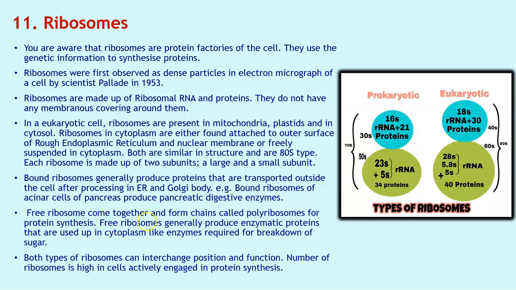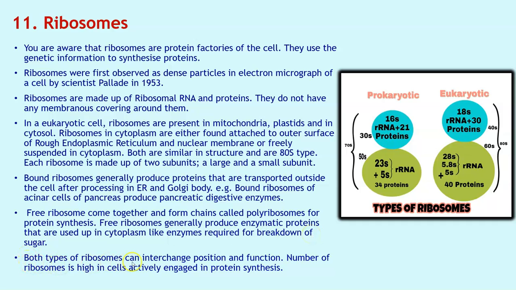Free ribosomes come together and form chains called polyribosomes for protein synthesis. Free ribosomes generally produce enzymatic proteins that are used up in the cytoplasm, like enzymes required for the breakdown of sugars. So students, when we are talking about ribosomes, multiple ribosomes come together and form a unit called polyribosomes. You will come across this term when you study the process of translation, that is the synthesis of proteins, that is how genetic information is used for the formation of certain proteins in our body. At that time, ribosomes play a very important role.